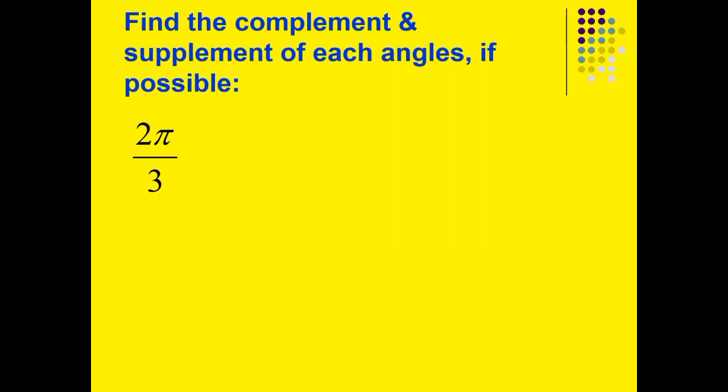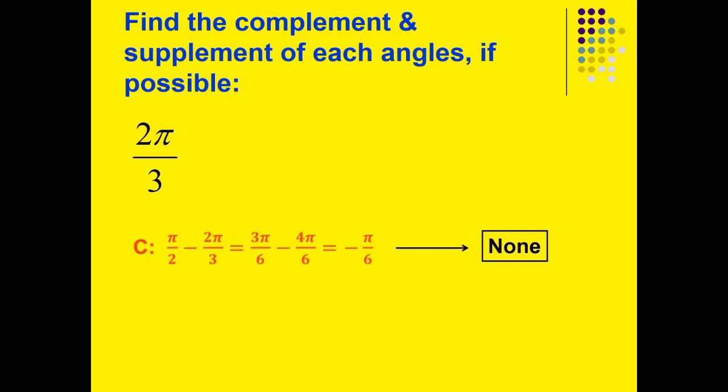Find the complement and the supplement of each angle, if possible. 2/3 pi. Okay, 2/3 pi is equivalent to 360 over 3, and that is 120 degrees. Since the given initial and terminal side comes from 120 degrees, there is no complementary angle.